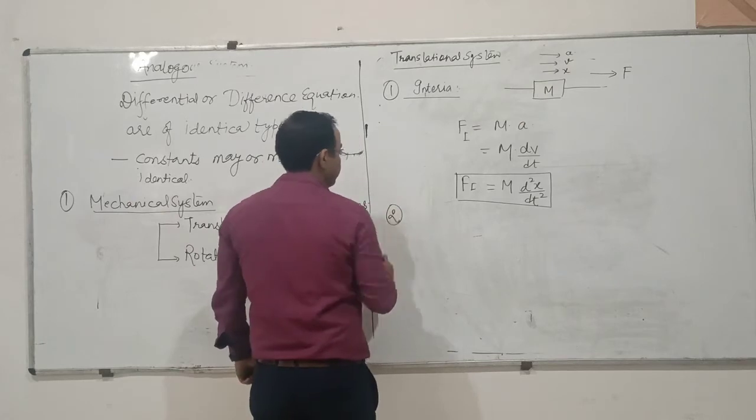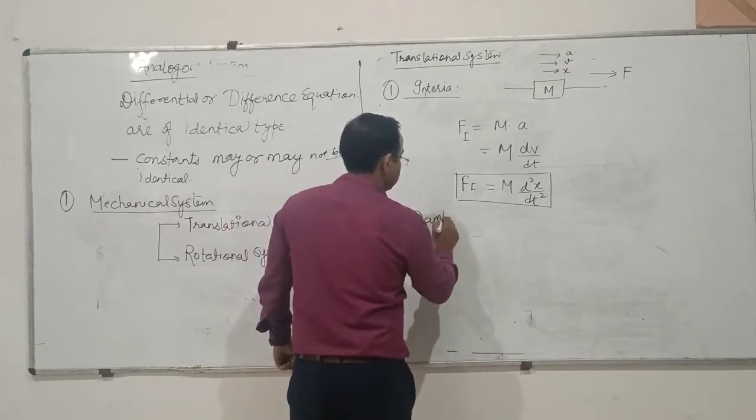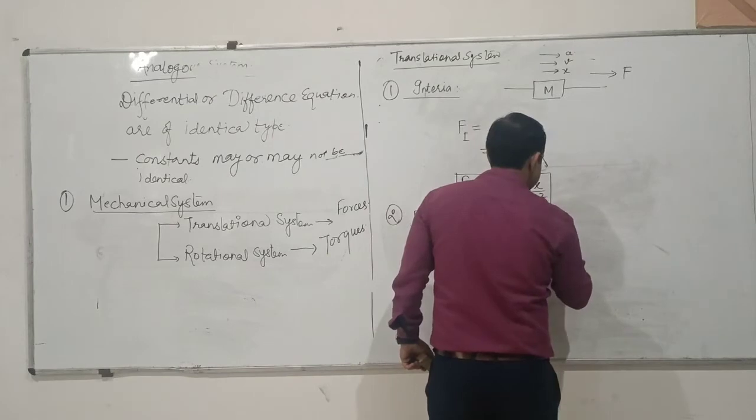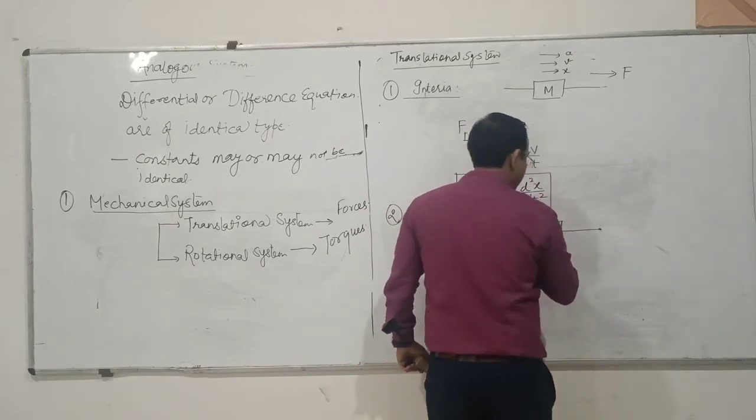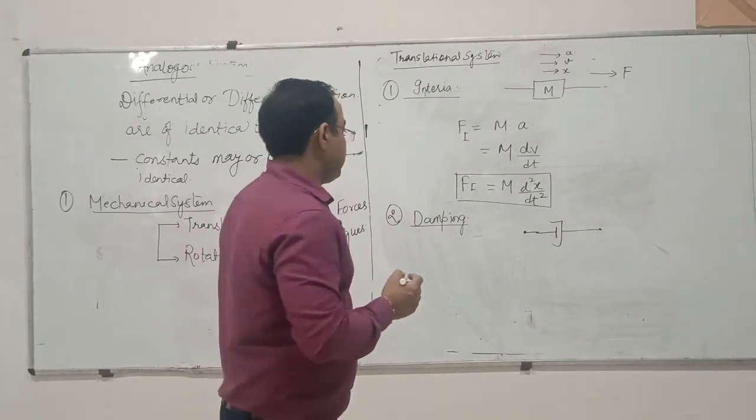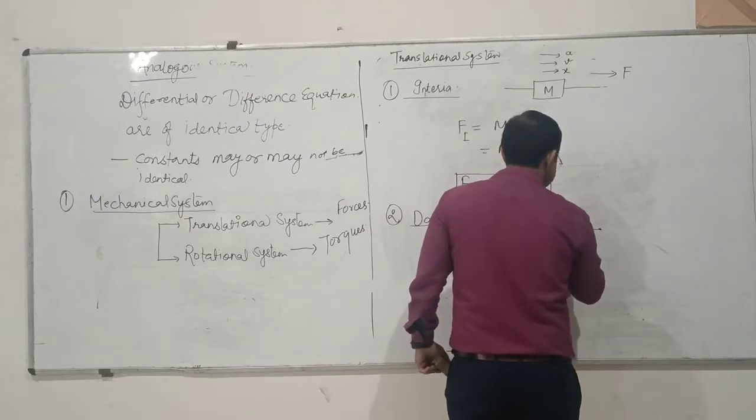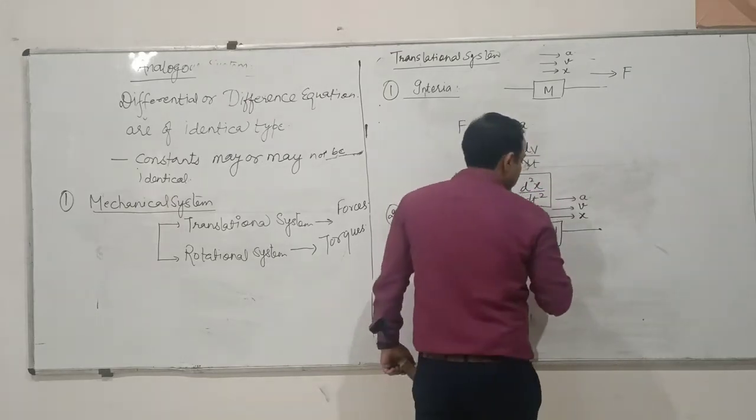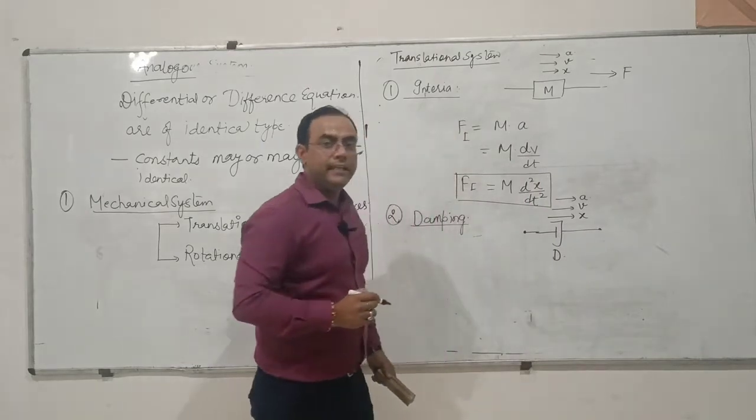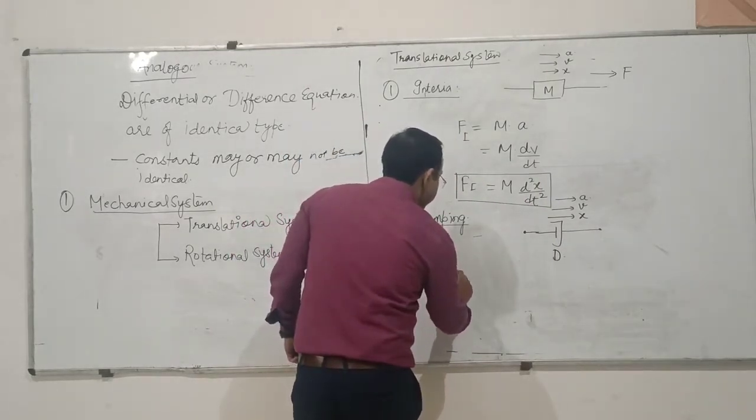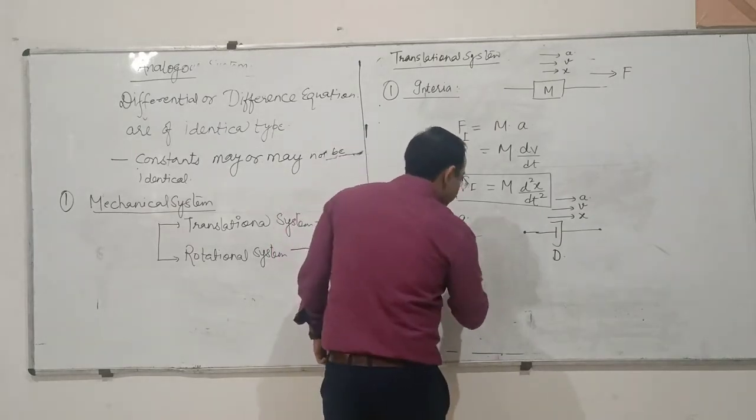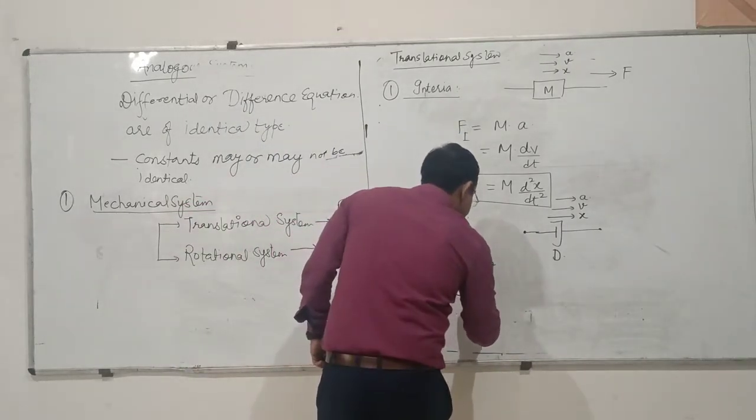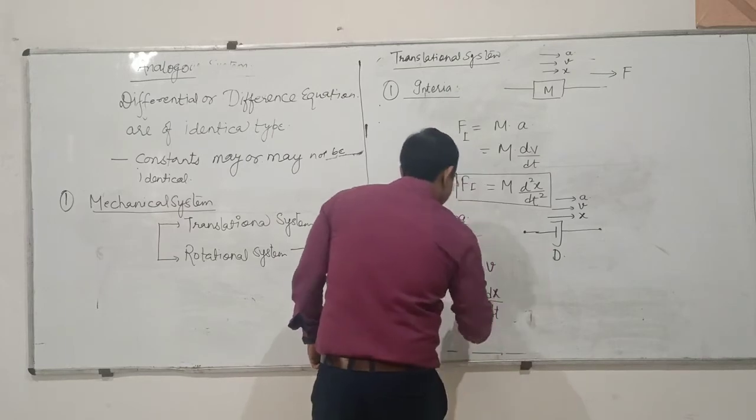Now the second element is damping. In the damping system, if we have a damper connected across a mass, with displacement x, velocity v and acceleration a, and damping coefficient capital D, then the damping force Fd can be written as the damping coefficient times the velocity v, or D into dx upon dt. Okay?